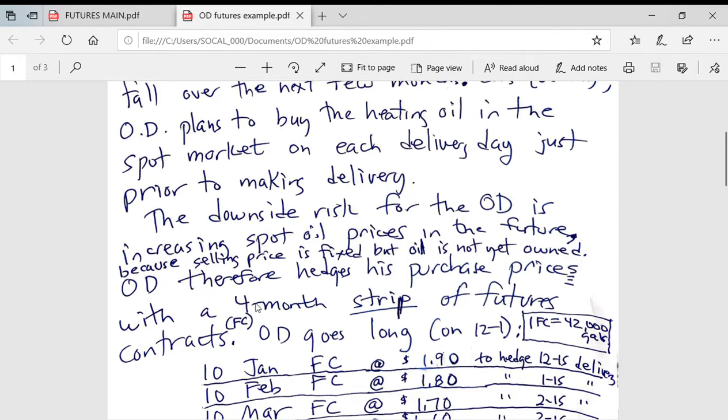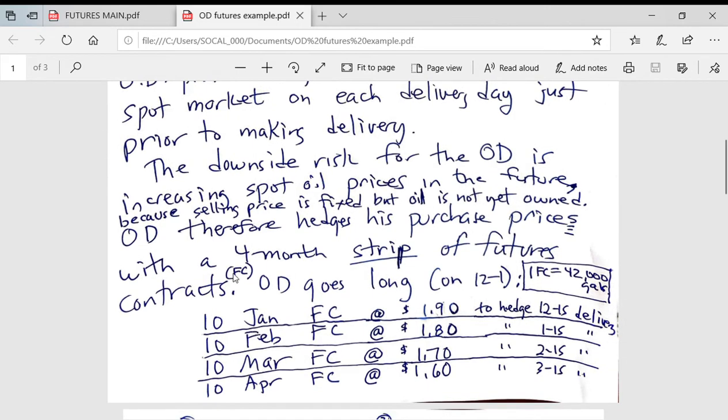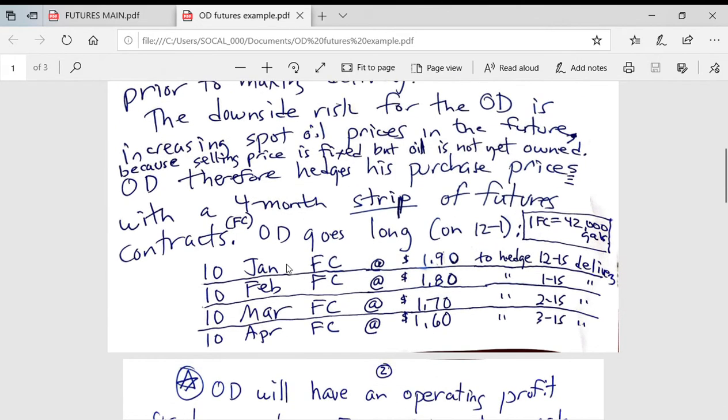The oil distributor therefore hedges his purchase prices of spot heating oil with a 4-month strip of futures contracts. FC is the notation. By the way, the standardized size of a heating oil futures contract is 42,000 gallons. So on December 1st, the oil distributor goes long 10 January futures contracts, locking in a buy price of $1.90, and those will be used to hedge the December 15th delivery.